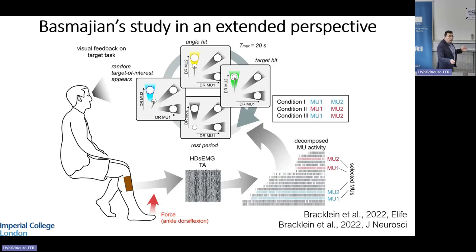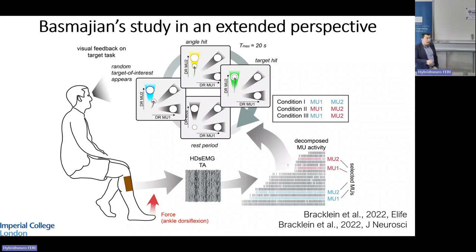Or increase the firing together. So each of these points in this space is a different state of these two motor units. The idea is that if the subjects are able to control independent motor neurons, then you can go anywhere here. And so these subjects were trained to do that. They were trained for 2 weeks to do that, and trained to explore all that space.